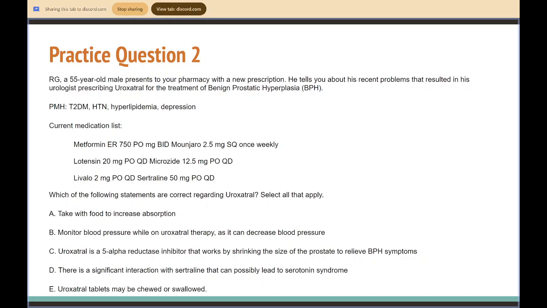Choice A, take with food to increase absorption. Choice B, monitor blood pressure while on uroxetrol therapy as it can decrease blood pressure. Choice C, uroxetrol is a 5-alpha reductase inhibitor that works by shrinking the size of the prostate to relieve BPH symptoms. D, there is significant interaction with sertraline that can possibly lead to serotonin syndrome. And choice E, uroxetrol tablets may be chewed or swallowed.